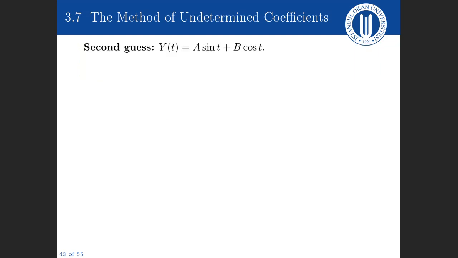Let's guess again. What went wrong last time? Last time, when we differentiated sine, we also started getting cos terms, and then we didn't have anything to cancel the cos terms out. So this time, we're going to start with both sine and cos. My second ansatz is going to be a sine t plus b cos t.